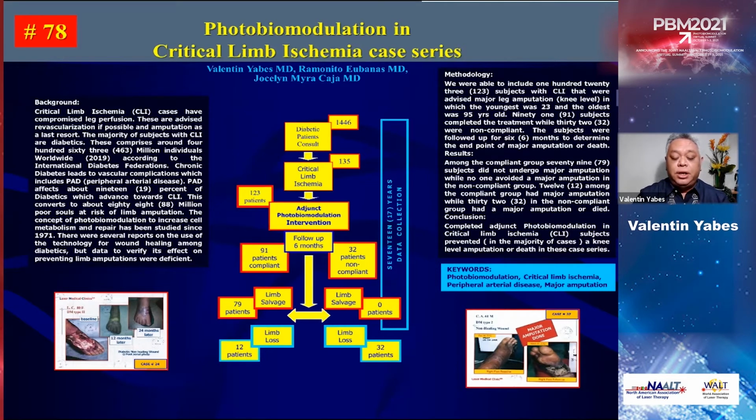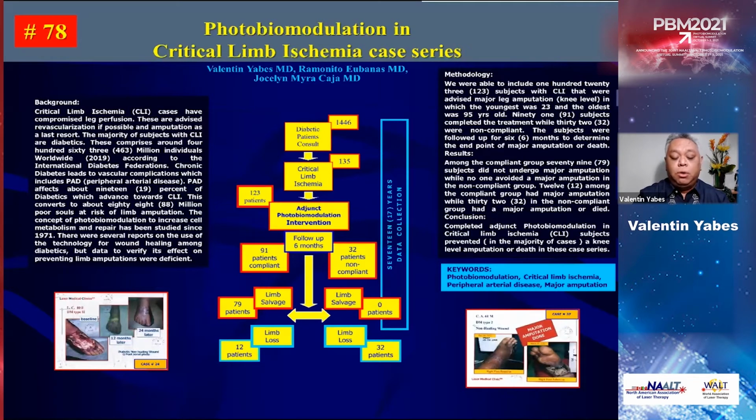In the past 17 years, and among 1,446 diabetic patients, we were able to include 123 subjects with CLI that were advised major leg amputation. The youngest was 23 and the oldest was 95 years old. 91 subjects completed the treatment while 32 were non-compliant. The subjects were followed up for 6 months to determine the endpoint of amputation or death.